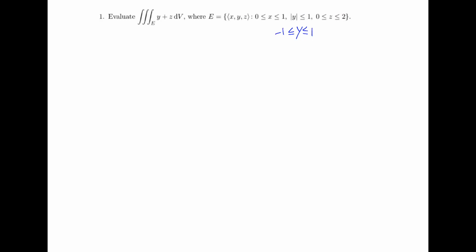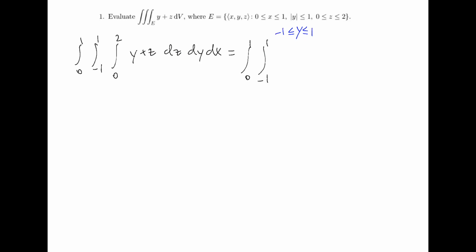So we could use any of the 6 possible orderings. Well, let's do x first. So x is from 0 to 1, then y from -1 to 1, and then z from 0 to 2, y plus z. So z dy dz dx. Okay, so what we have to do is look at the inner integral and integrate it with respect to z, leaving the x and the y unchanged.